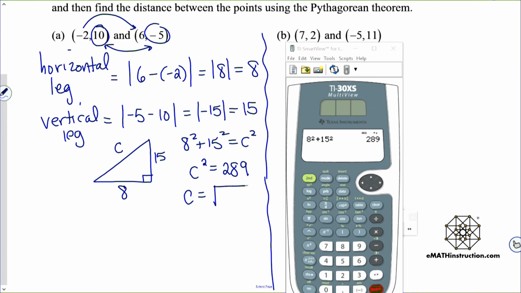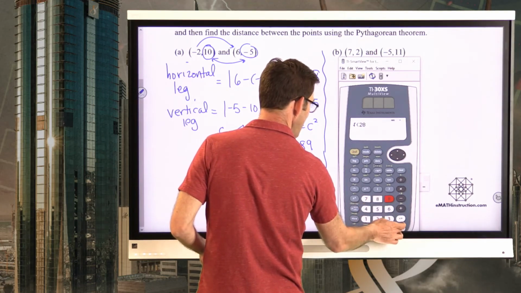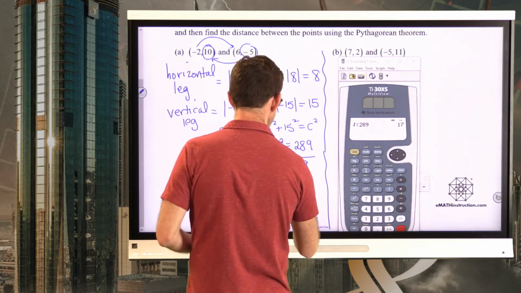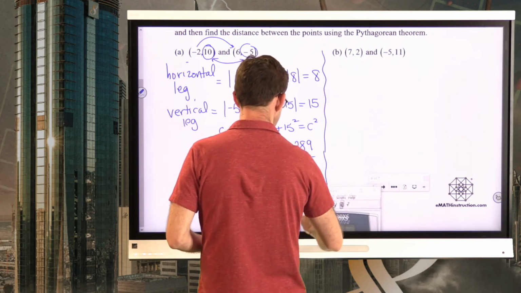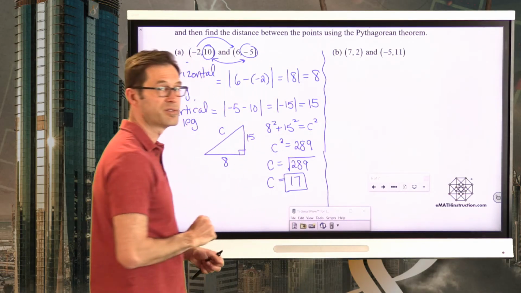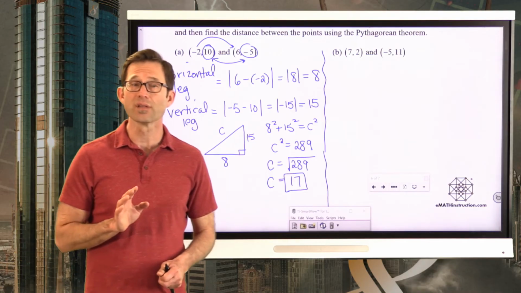C will be the square root of 289. Let's see what our calculator gives us for that. The square root of 289 is 17. So that is the distance between those 2 points. 17 units. All right. Now again, this is a little bit tricky.